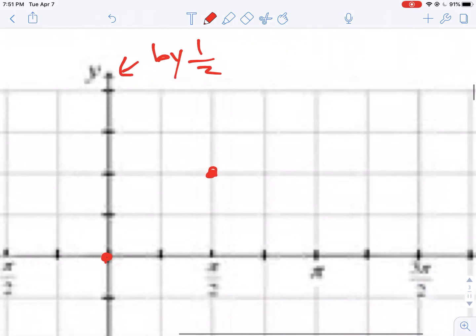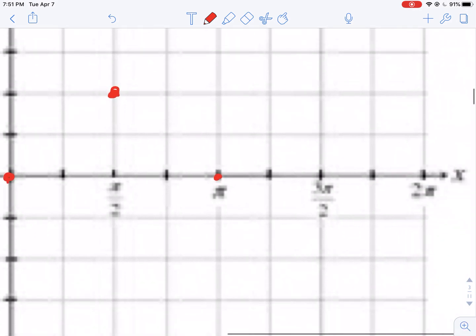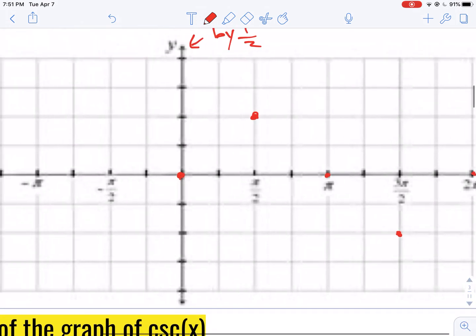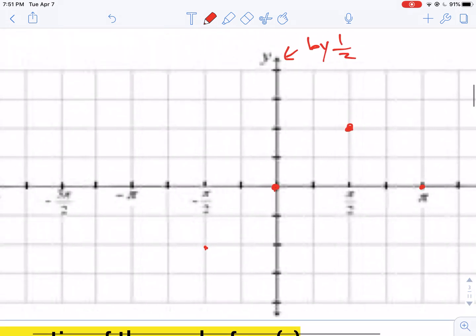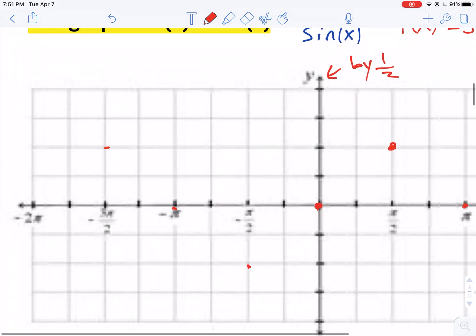We already know that I have a point here. I've got a point here. I've got a point here. And I've got a point here. Just like I have a point here. I have a point here. I have a point here. And I have a point here. So then I'm going to go ahead and draw my sinusoidal wave through these points.